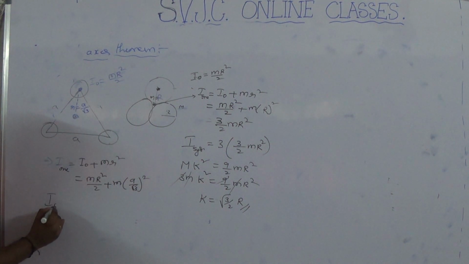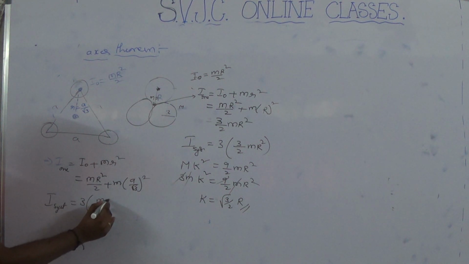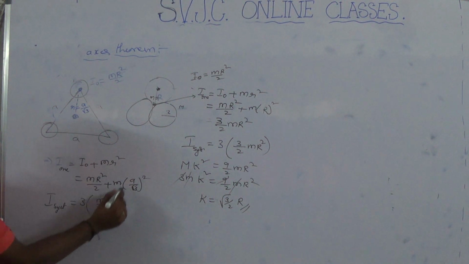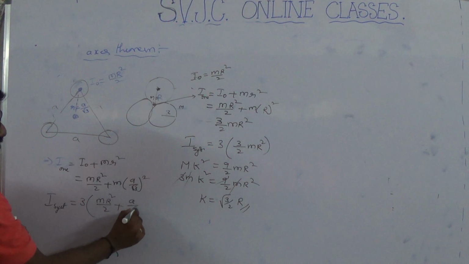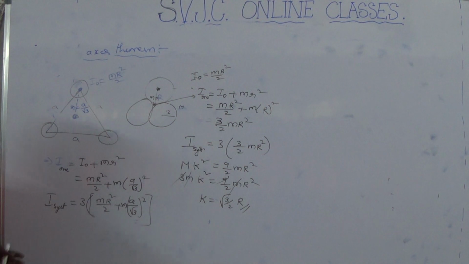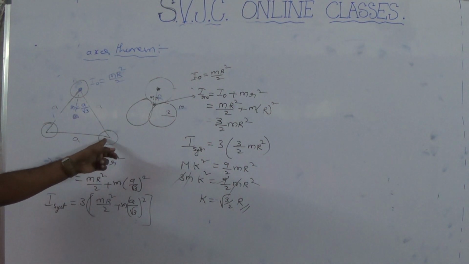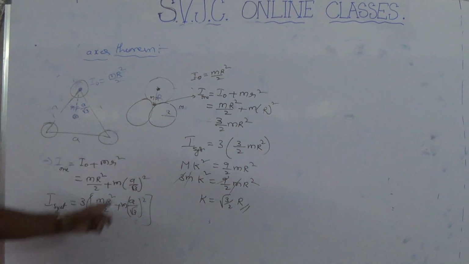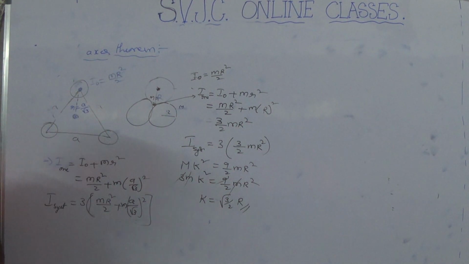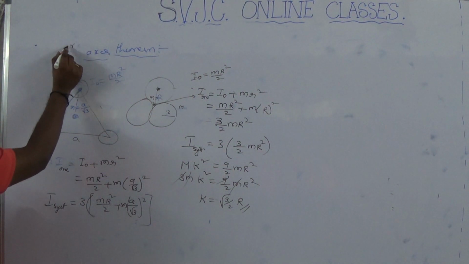So the moment of inertia of the system equals 3 into m r square by 2 plus a by root 3 square. So that is the moment of inertia of the system of 3 discs when they are placed at the corners of the triangle, by using the parallel axis theorem. The same way you can calculate other applications with the help of the perpendicular axis theorem.